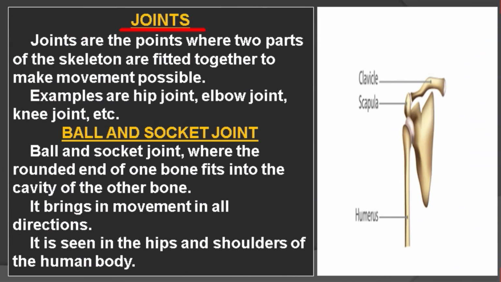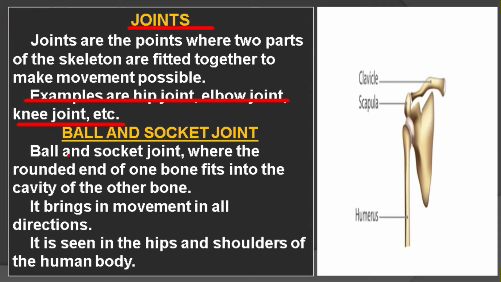Now students, the next heading is joints. Students, as I said earlier, joints are those points in our body where basically two bones are fitted together, and the joints are those points in our body from where we can rotate and bend our body. For example, hip joint, elbow joint, knee joint, etc. Now students, let's discuss the different kinds of joints present in our body.